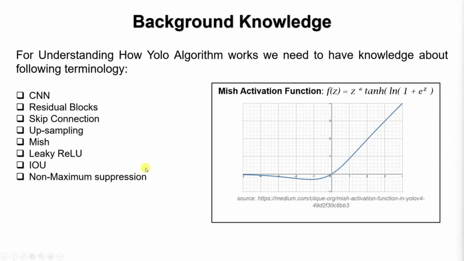Before we dive into the YOLO network, we need some background knowledge: CNN, residual block, skip connection, upsampling, mish activation, leaky ReLU, intersection over union, and non-maximum suppression. We are quite familiar with most of them. The mish activation function is quite new. The equation for this mish activation function is this one, and the shape of the function looks like this.